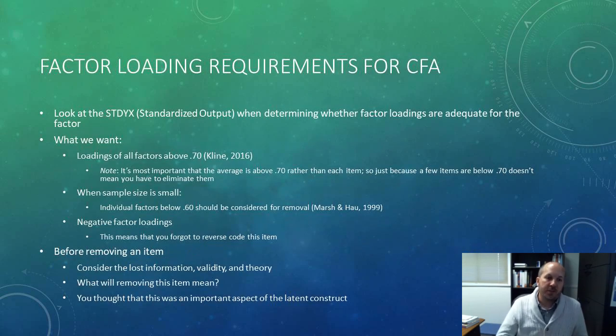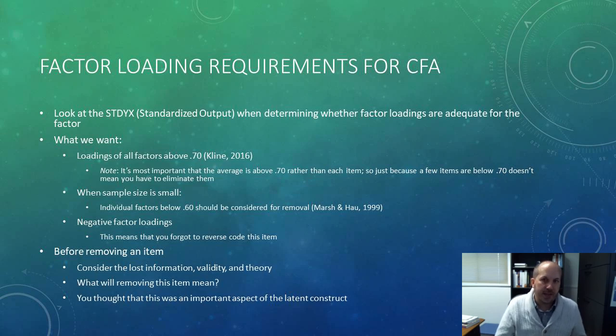Now, factor loading requirements for a CFA. When you're actually looking at the loadings to determine whether they are good loadings or not, you're going to look at the STDYX, the standardized output. What we're really looking for is for the loadings to be 0.7 or higher. You'll see some authors say that each factor must be at 0.7 or higher, but more broadly, the average of them should be at 0.7 or higher. If you look across your factors, you don't have to actually do the math, but you should see that the average is 0.7 or higher. If you have a small sample size, you should really get rid of anything below 0.6.